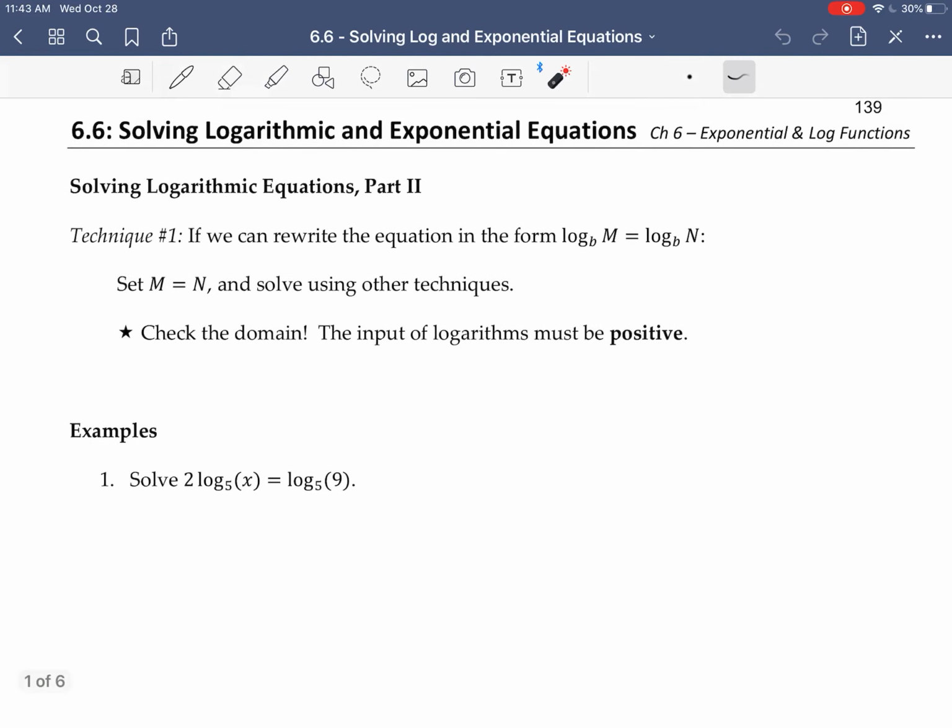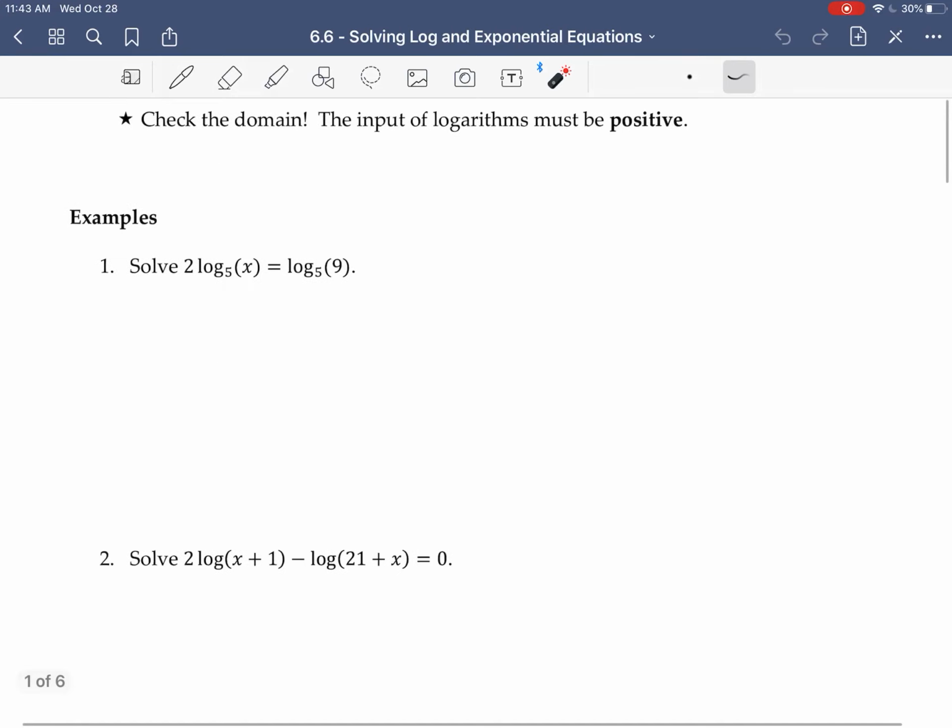The first one we're going to talk about is if we can write the equation so that we have log base b of m equals log base b of n, then we can say that m has to equal n and solve that using whatever techniques. I am going to do this easy one and leave the harder one for you to do, but I'll do one of those type later.